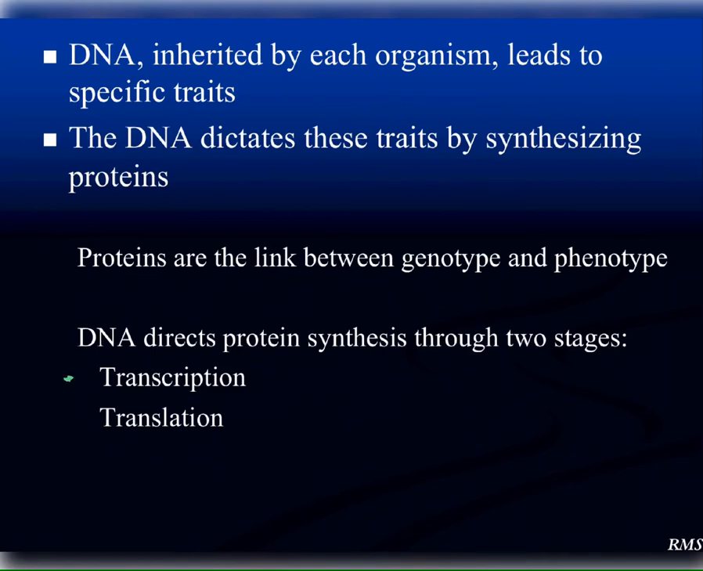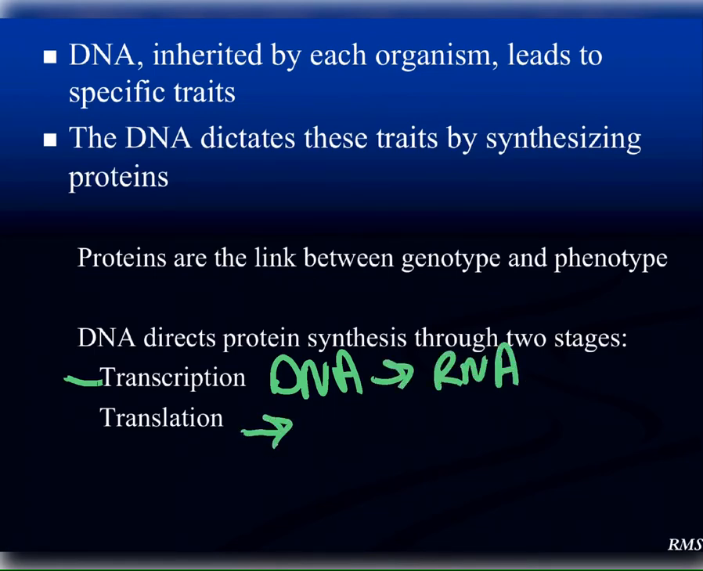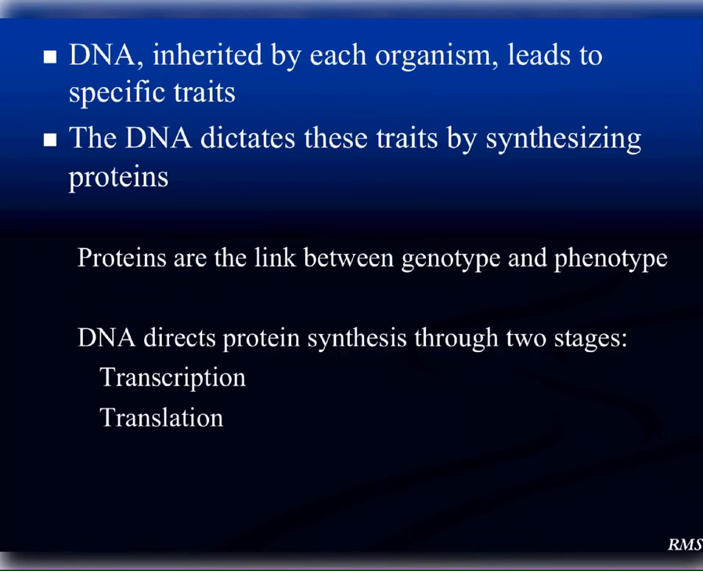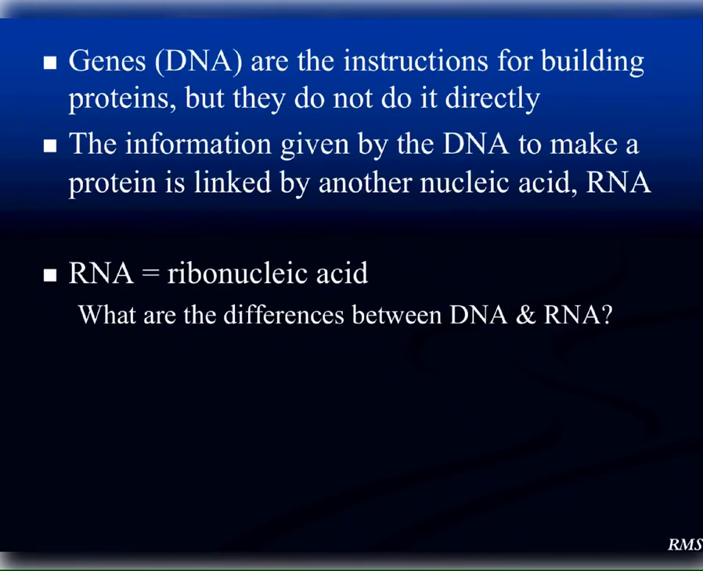So you have the first one called transcription, and this is going from DNA to an intermediate called RNA. And then there's translation, which is taking that RNA and converting that into a protein. So we're going to do an overview of these two processes, and then we're going to do them in detail. So in our DNA, we have those genes, which are short sections of the DNA that code for a specific trait, and those specific traits are dictated by the proteins we build.